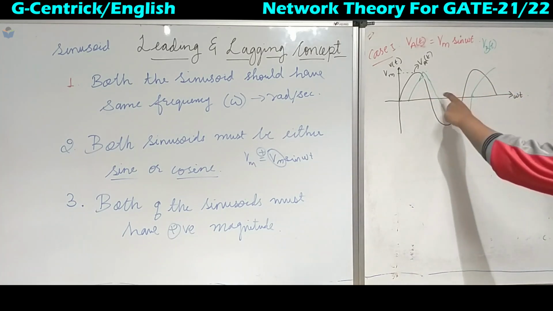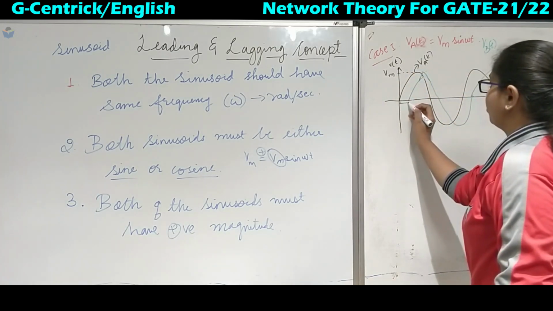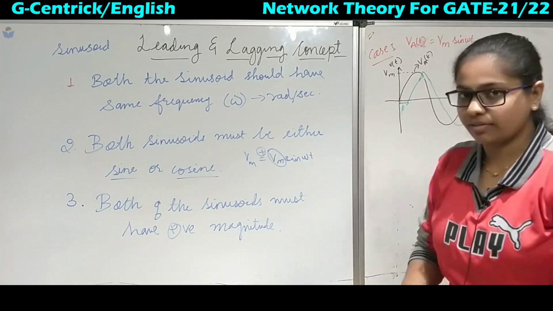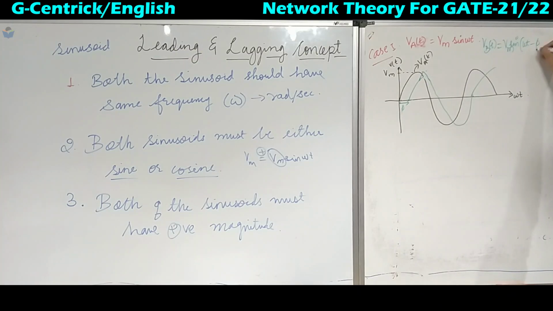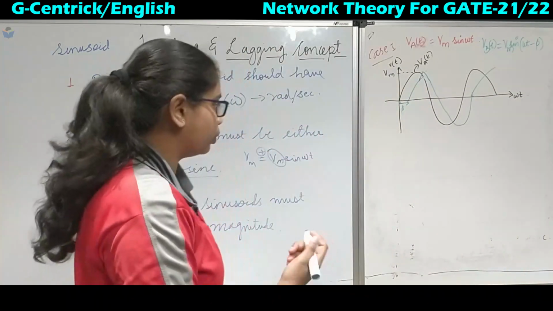Now how do you write this one? What is this gap called? This gap is called phi. So to write this Vb of t, I will write Vm sin of omega t, and now whether it will be plus phi or minus phi. It is definitely minus phi. To understand why it is minus phi, we will take the example of two friends.